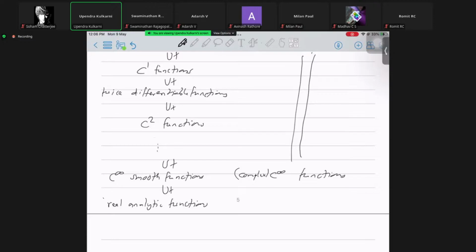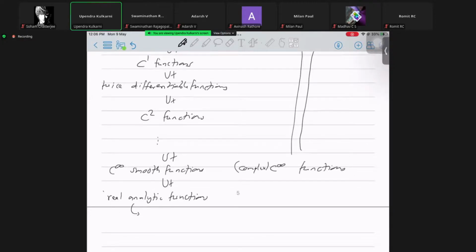So what's an analytic function? Was this defined in the analysis 1 course? I think so, sir. One with the power, like the power series converges. Yeah, so what this means is that real analytic functions.